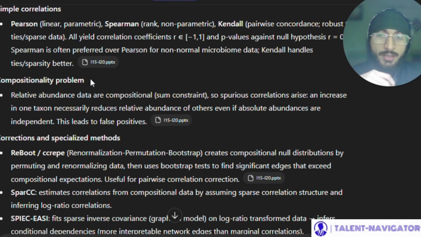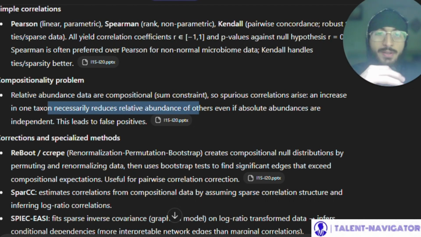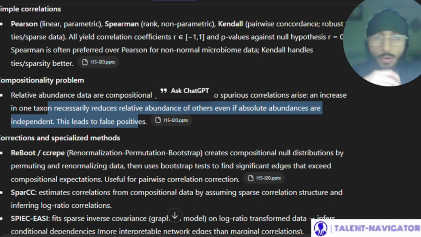Now we have the compositionality problem, that is relative abundance data are compositional, meaning we have a sum constraint. So spurious correlations arise. An increase in one taxon necessarily reduces the relative abundance of others, even if the absolute abundances are independent. This leads to false positives.